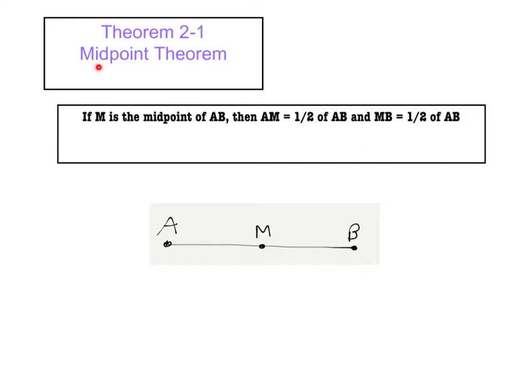But this one's cleverly called the midpoint theorem because here's how it goes. If M, and that's point M, if M is the midpoint of AB, then AM is half of AB and MB is half of AB. So they're just saying that if this is the midpoint, then AM is half of this distance and MB is half of this distance. That's it.